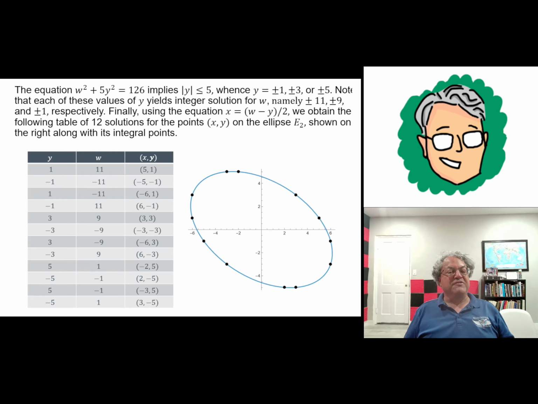And I'm not going to go through all these other examples here. You can do that yourself. But I think you can check for yourself that these are the 12 points we get on this ellipse, which I'm calling E2. And then on the right, I show a graph of those points. So anyway, that's the solution to this problem.